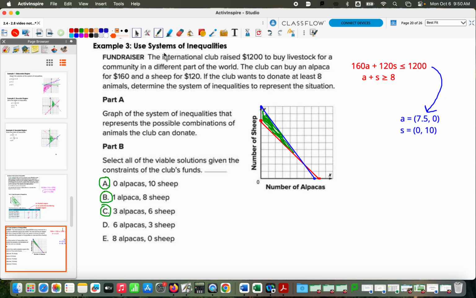And then we just look for which ones actually work. Like 0 and 10 works because these are equal to. So I know 0 and 10 is right on the line, but it's a solid line, so that counts. 1 and 8, so 1 and then 8. Yep, that's inside there. And 3 and 6, those should all work. The other ones are outside that shaded region.